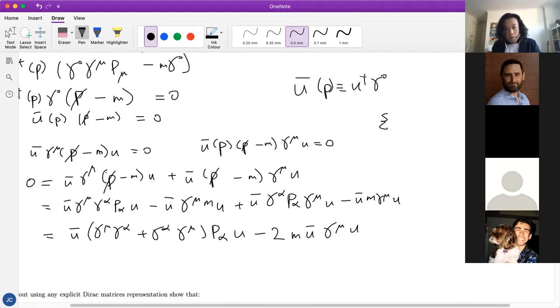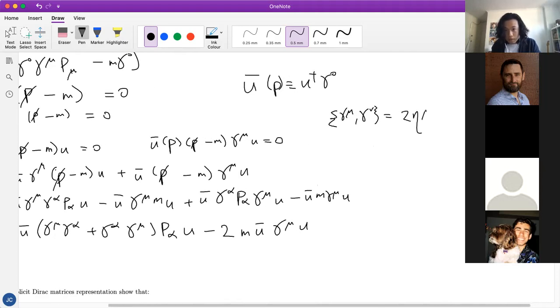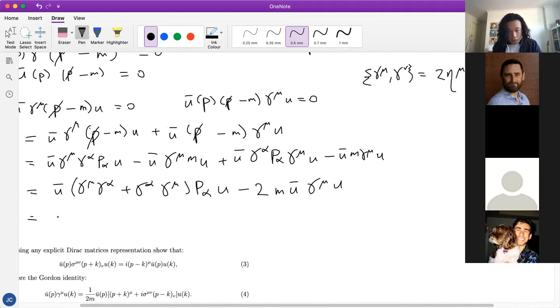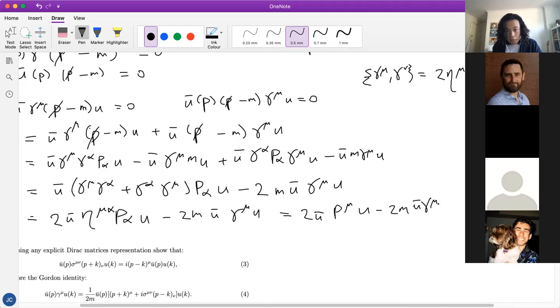So if you don't remember, gamma mu with gamma nu anti-commutator is equal to 2 times eta mu nu. So this then here is equal to 2 times U bar eta mu alpha P alpha U minus 2m U bar gamma mu U. And then I use the metric to just sum over this alpha index and then raise the mu index. So I get 2 U bar P mu U minus 2m U bar gamma mu U.